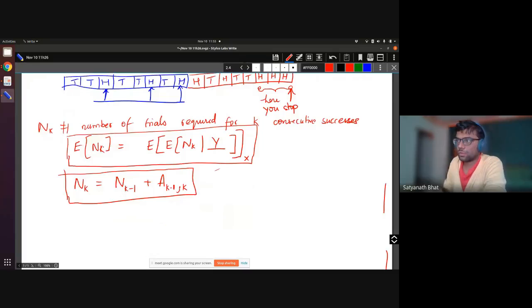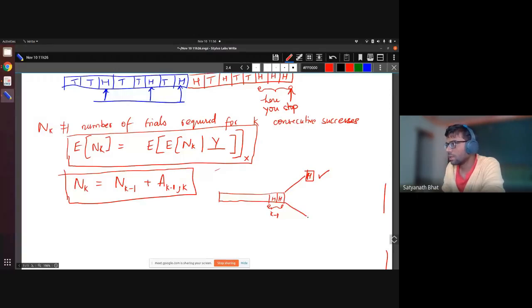So the random variable nk will be equal to the thing that you have got k minus 1 successes, and then how many more trials do you need to get from k minus 1 successes to k consecutive successes. Now two things can happen. Let's say you have k minus 1 successes. There can be two things that can happen at this point. You can have one more success and then you are done. Or you have a failure here, and then you'll have to wait for a whole bunch of time till you get a success. So a(k minus 1, k) represents this uncertainty. Either it can be this or it can be this.